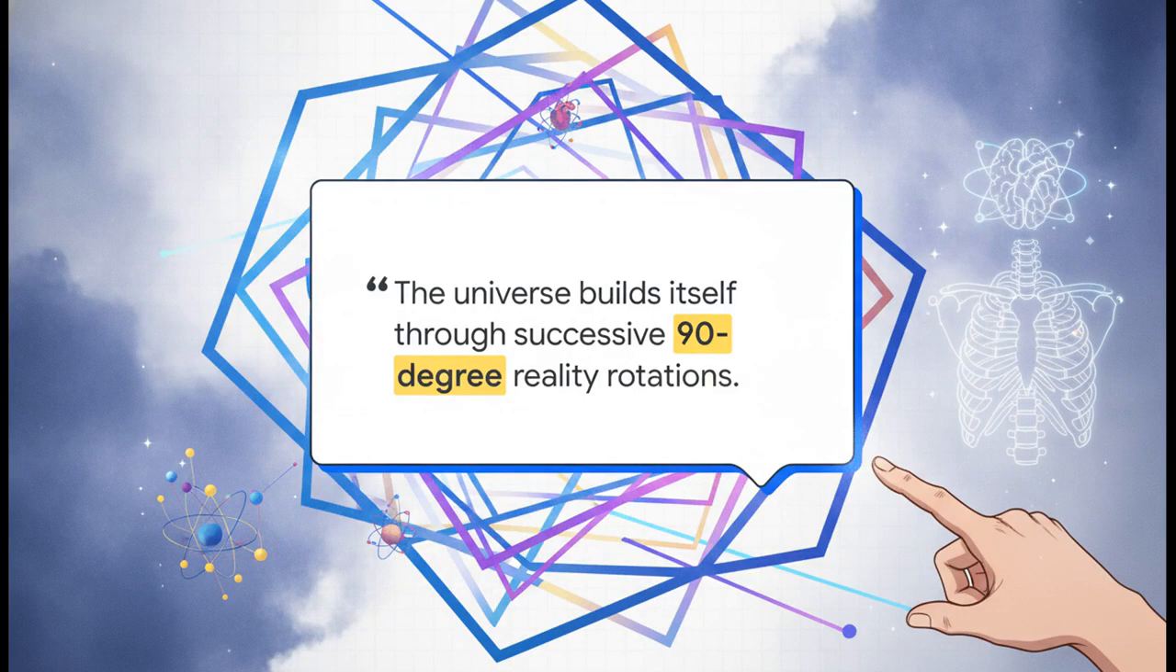I want to leave you with this incredible quote directly from the source material. The universe builds itself through successive 90-degree reality rotations, echoing how complex structures emerge from simple orthogonal principles established at the Big Bang. It forces us to ask a really beautiful, provocative question. Is the immense complexity of our entire universe, including the vast, mysterious empty spaces inside our own bodies, ultimately nothing more than the stunning result of simple right angles, echoing outwards since the dawn of time? It completely changes how you view the world around you, doesn't it?